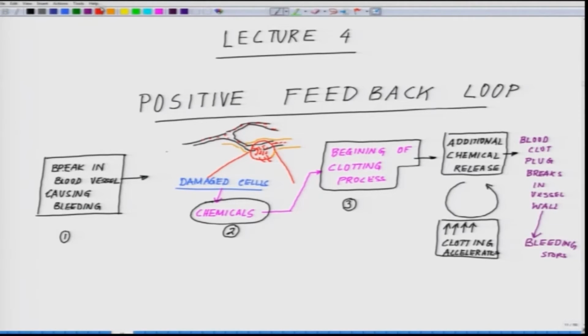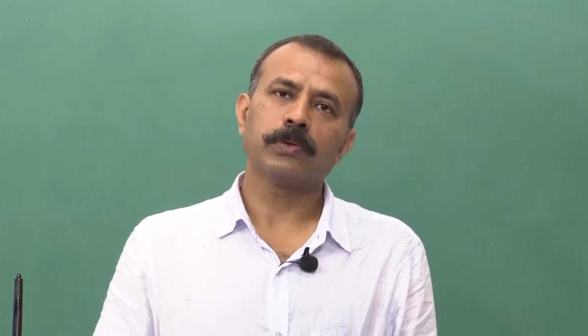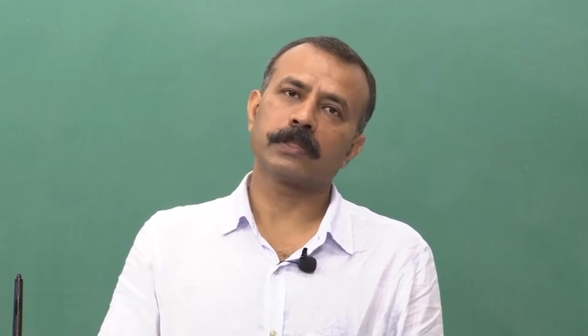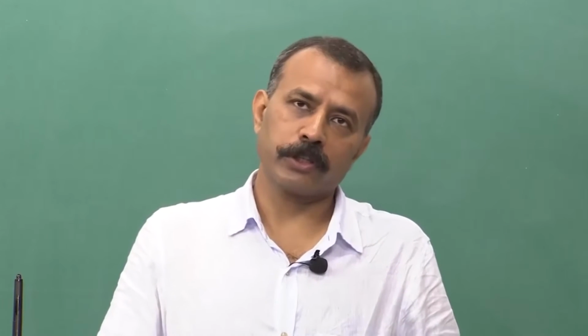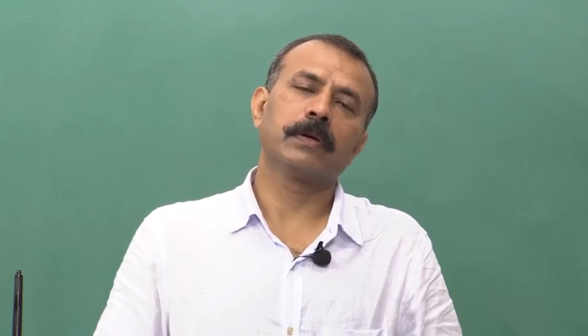And what is happening in this process is a positive feedback. So, to summarize the process, you get an impact. At the impact zone, there is a rupture of the blood vessel as well as damage of the surrounding tissue. So, now this vessel has to repair itself.